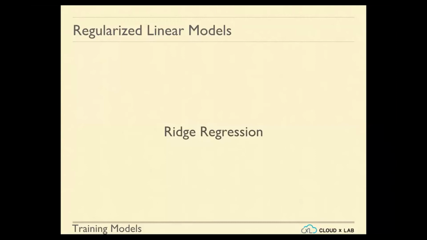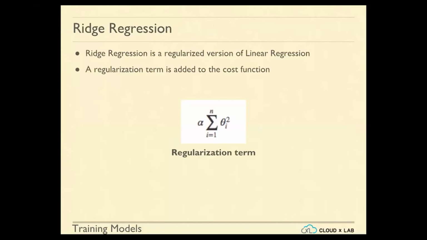You saw that in the case of degree 10, the model started overfitting, and there is a chance that we can force it to come down and improve the model. How do we do that? By way of regularization, and one such regularization is ridge regression. Ridge regression is basically a regularized version of linear regression, nothing much. A regularization term is added to the cost function.